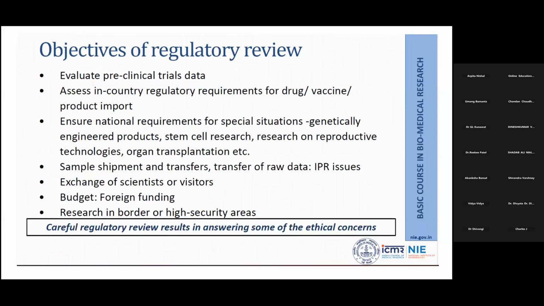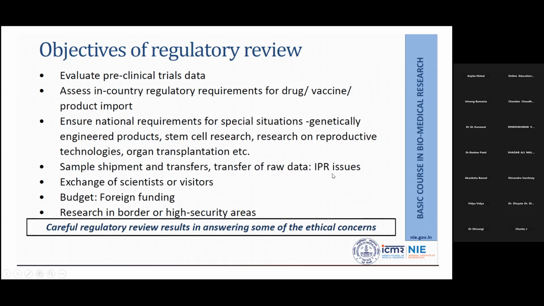Next comes the regulatory review. That is also to be done before the ethics review is done. What does the regulatory review do? It is done by the regulatory authorities. They evaluate preclinical trials and data, especially in drug and vaccine research trials. They assess the in-country regulatory requirements for drug and vaccine import. They ensure the national requirements for special situations: genetically engineered products, stem cell research, reproductive technology, organ transplant, etc. Then they look at the requirements related to sample shipment and transfer of raw data.